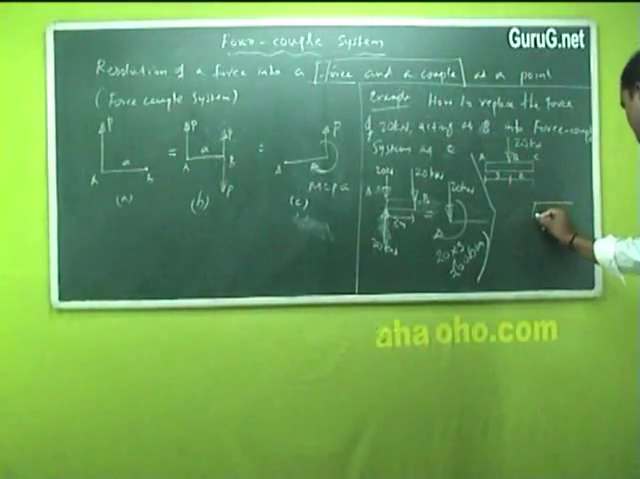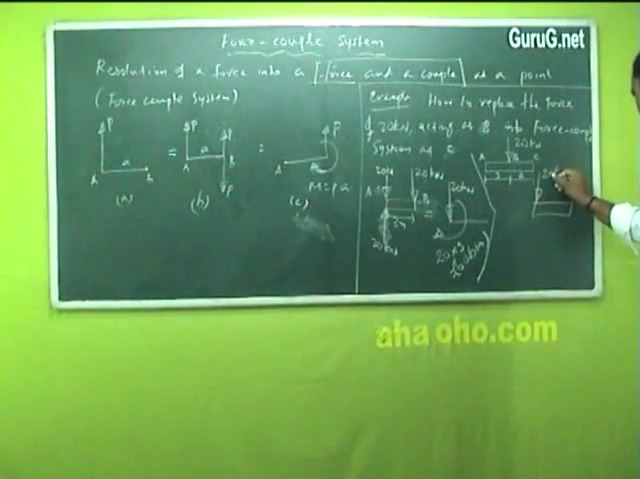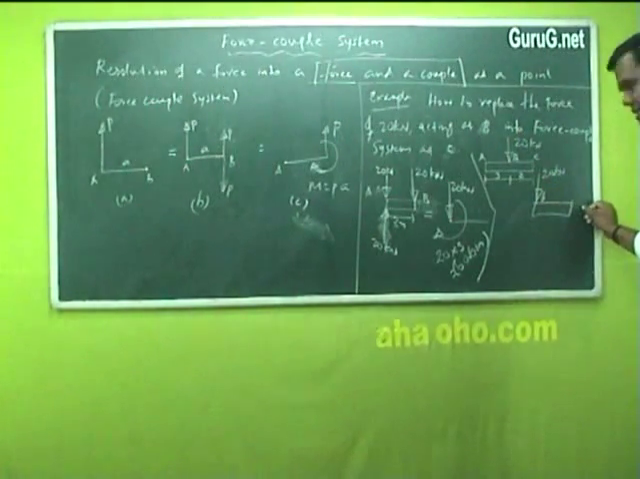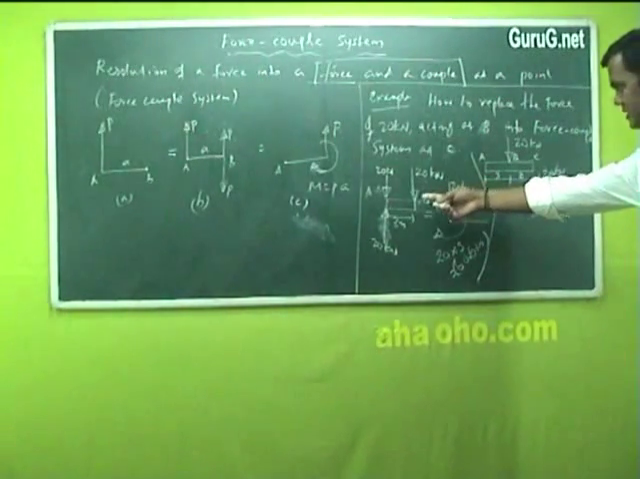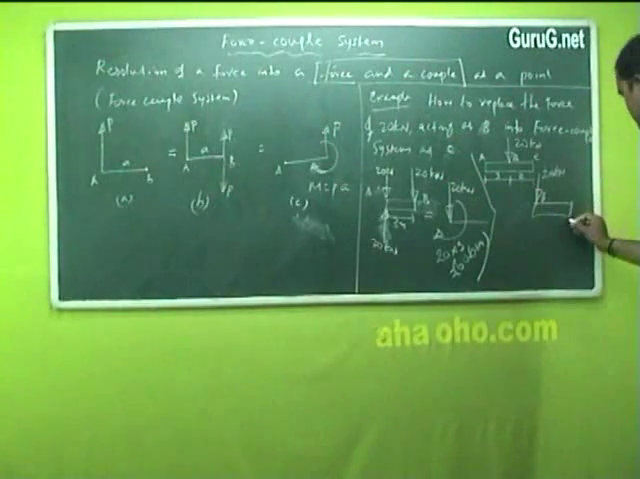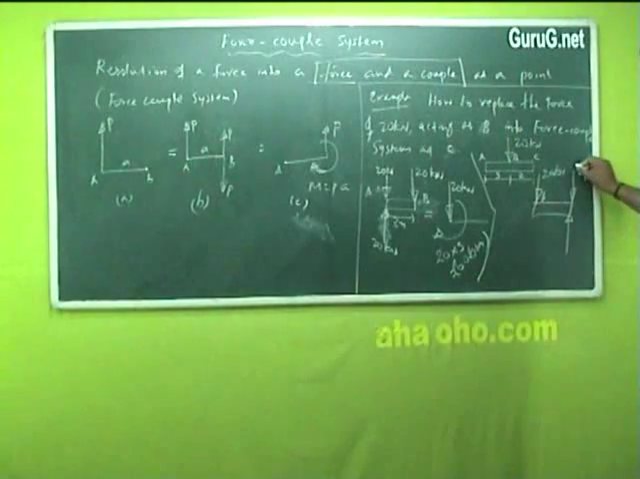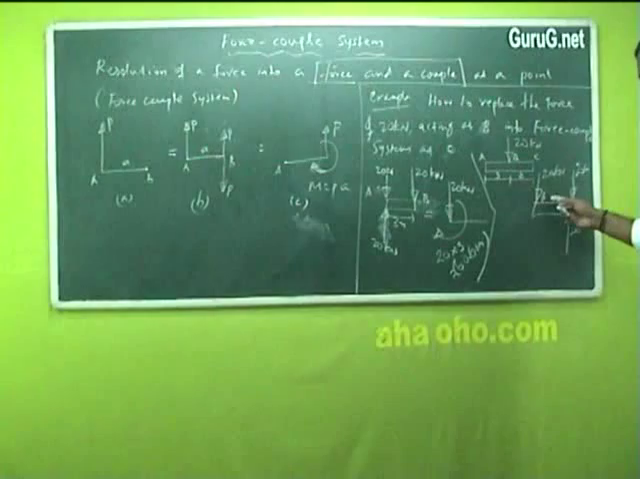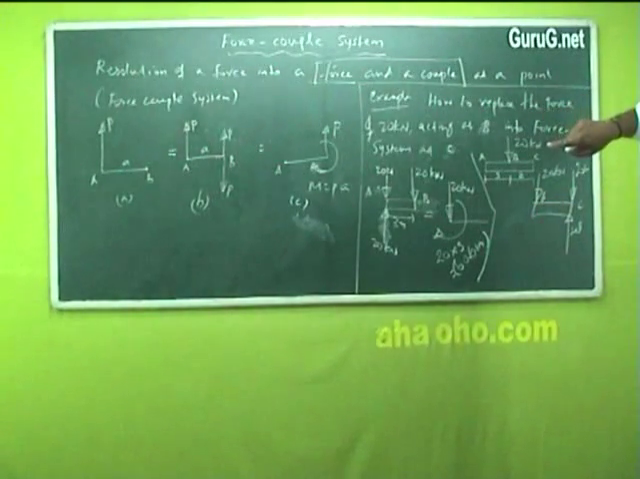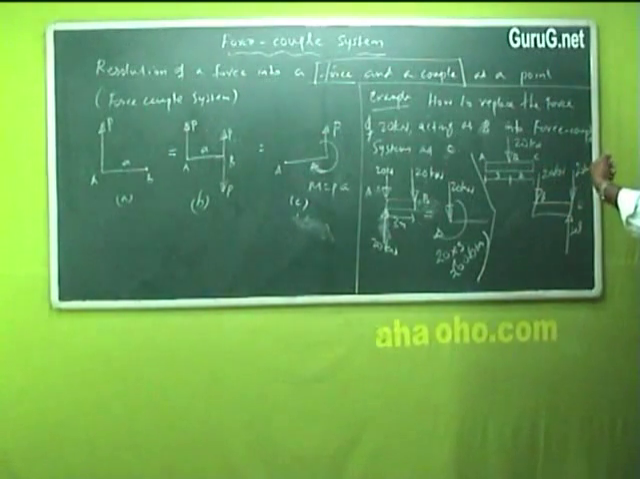You draw a sketch. This is point B, with 20 kilonewton acting, and point C is on the right hand side. Again I have to form a couple. This force should have an opposite value of the same magnitude, so I indicate it like this: 20 kilonewton and 20 kilonewton at point C. This will form an anti-clockwise couple. That is the difference. Now you close this, and this forms an anti-clockwise couple at point C.